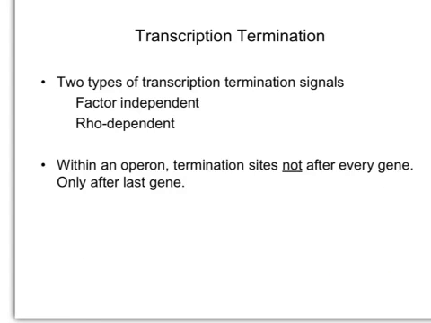Termination of transcription requires two different types of transcription termination signals. One is called factor independent, and that distinguishes it from a factor dependent, and that factor is called rho. Within an operon, there is a termination site only at the end of the last gene or at the end of the operon. So a transcript goes from a promoter through the open reading frames that constitute that operon and terminates after the last gene.